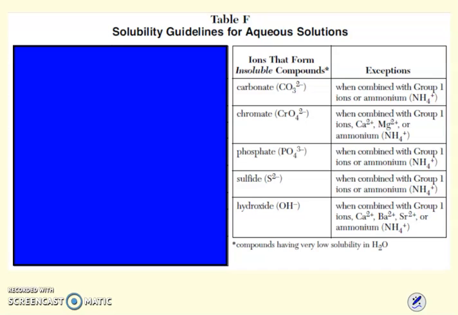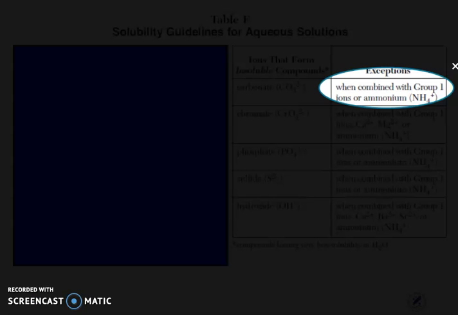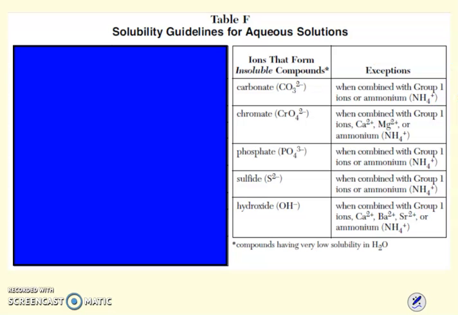We already know that anytime you have a group 1 or ammonium, that's going to be a soluble compound. And the same is true here. All of the carbonates are going to be insoluble, except if you pair them with one of the group 1 ions or ammonium. Then they will be soluble.